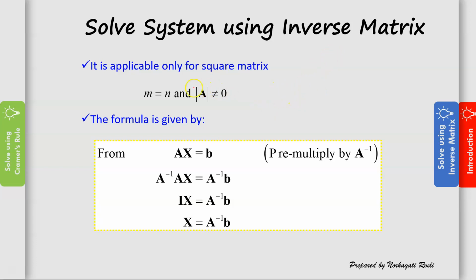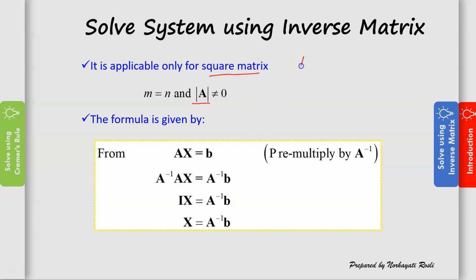This inverse matrix is only applicable for square matrix, which, if you still remember our introduction part, is a matrix with m equal to n. That is the dimension of the matrix, or number of rows equal to number of columns. And in this case, the determinant of the matrix cannot be equal to 0, because when it is equal to 0, we are unable to solve the system because it is undefined. So how can we get the formula to solve a system using inverse matrix?